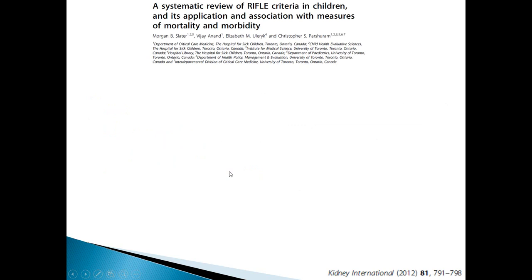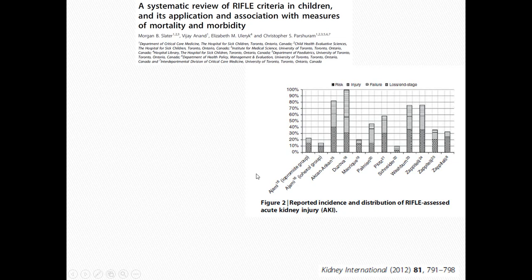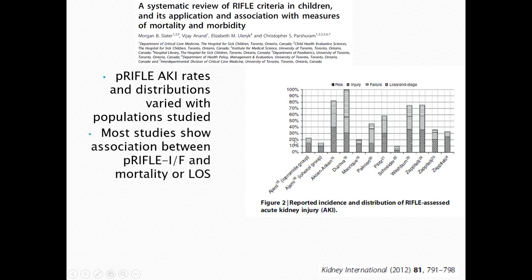When pRIFLE has been subjected to systematic review, with the addition of about 11 other studies, a total of about 10,000 patients have been evaluated using pRIFLE. All these patients have had, of course, AKI to some degree due to different types of conditions. What we found is that pRIFLE AKI rates and distributions varied by the populations studied, but most of the studies showed an association between pRIFLE I and pRIFLE F with mortality or length of stay. So similar to the adult study as well.